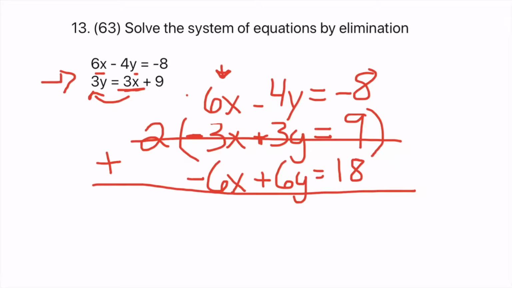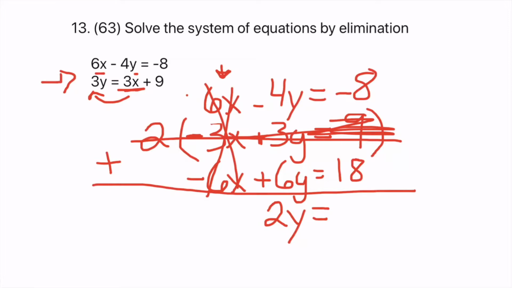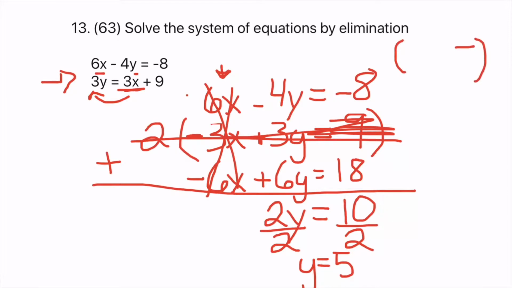So we have 6x plus a negative 6x. Well, those cancel, so those are gone, and that's exactly what we wanted. Then we have a negative 4y plus 6y. That's a positive 2y equals, and then we have a negative 8 plus a positive 18, and that will be a positive 10. And now we can solve for y by dividing both sides by 2, and y equals 5. So now we figured out what our y is. So if we have our answer up here, we know y is 5. However, we still don't know what x is.